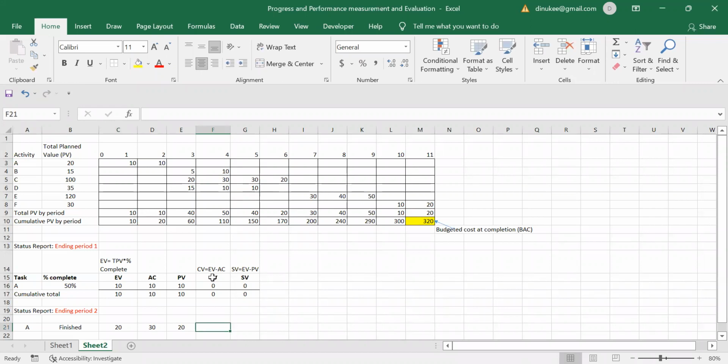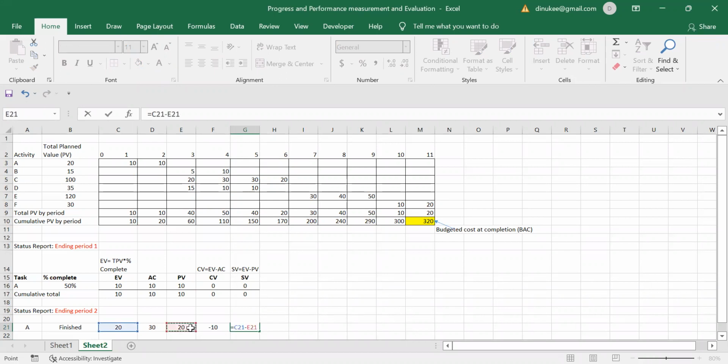And the cost variance. How are we going to calculate the cost variance? You have to take the earned value and deduct the actual cost. So what is the value? Our actual cost is higher than the earned value, that's why it is minus 10, right? Very good. And what is the schedule variance? From the earned value, you have to deduct the planned value. So how much is it? 0.